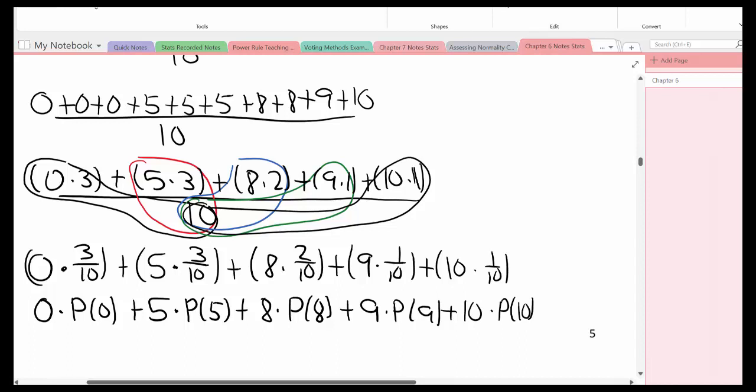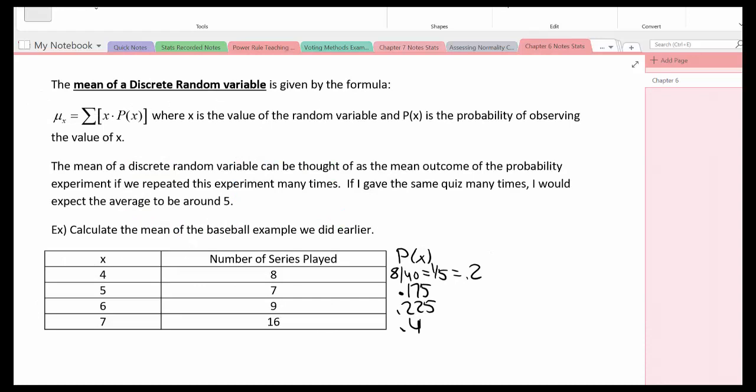So this idea here is the mean of a discrete random variable. The value times the probability, and then add them all up. The mean of a discrete random variable is given by the summation of x times the probability that that event is going to occur. The mean of a discrete random variable can be thought of as the mean outcome of the probability experiment if we repeated this experiment many times. In other words, if I gave the same quiz many times, I would expect the average to be around a 5.